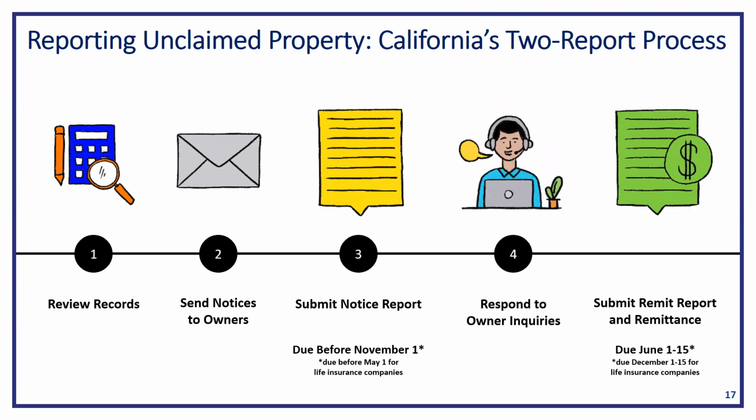After submitting the notice report, but before submitting the remit report, you might get inquiries from owners about their property. It's important that you respond to all inquiries from owners, record their interest in the properties, and then make appropriate efforts to reunite them with their property. And then step 5, the final step, is submitting the remit report and remittance. So all property that still remains unclaimed must be included in the remit report, which for most companies is sent in between June 1st and June 15th. The transfer of the property itself, or the remittance, must also be completed at this time as well.